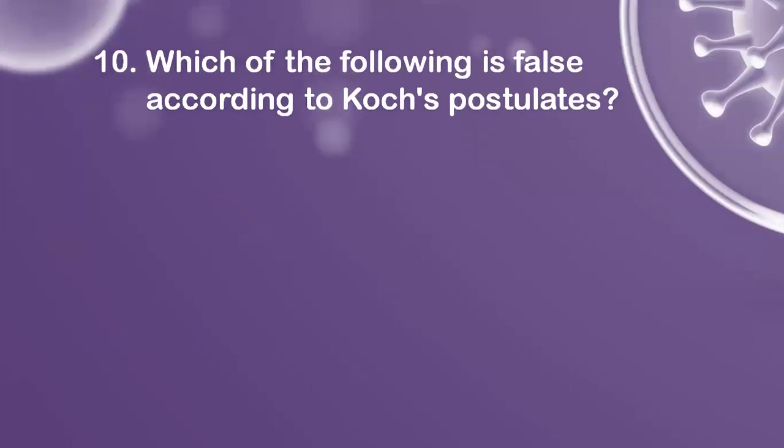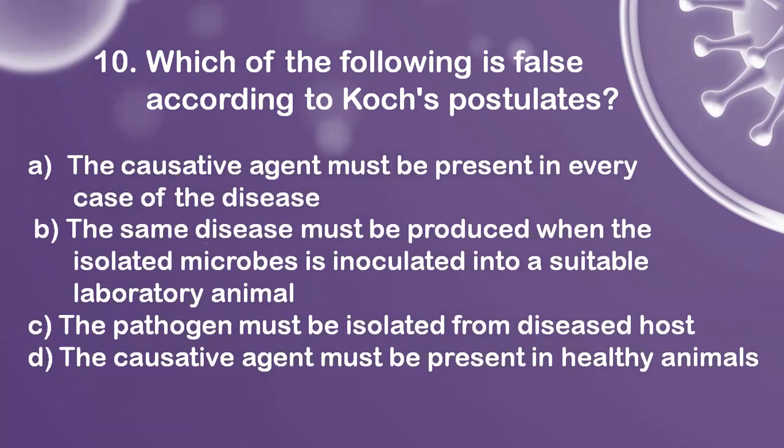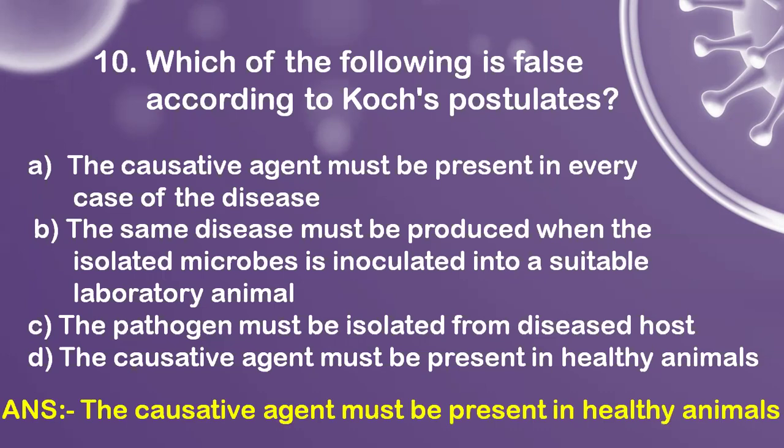Next question: which of the following is false according to the Koch postulates? Option A, the causative agent must be present in every case of the disease. Option B, the same disease must be produced when the isolated microbe is inoculated into a suitable laboratory animal. Option C, the pathogen must be isolated from the diseased host. Option D, the causative agent must be present in healthy animals. Here the right answer is option D.